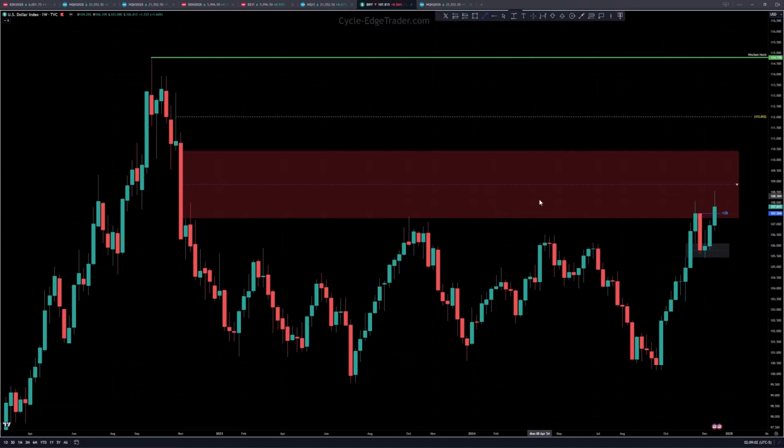So are we making new highs? As I said, this was the first price target. This is the second price target. And here we do have another price target. As you can see, all price targets of previous highs have been breached and the dollar keeps on going higher. So now the question is, how long will this take? How long will the dollar go higher?